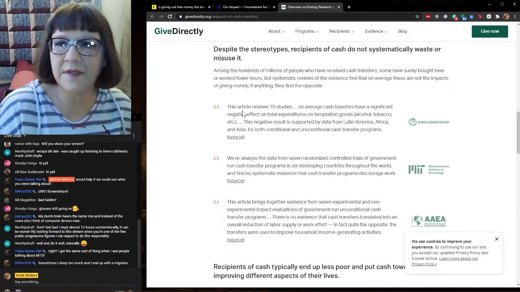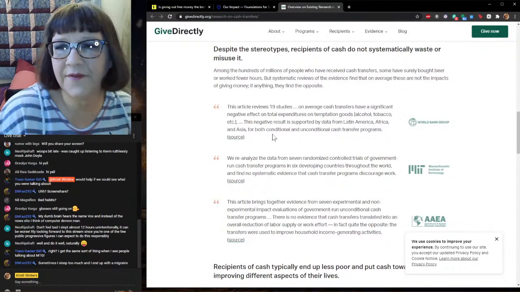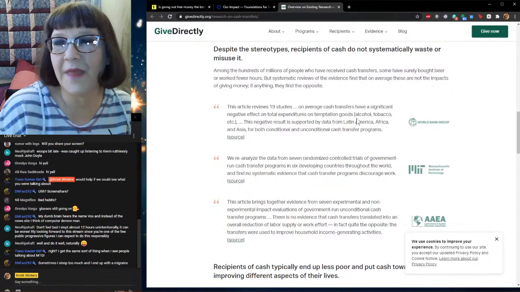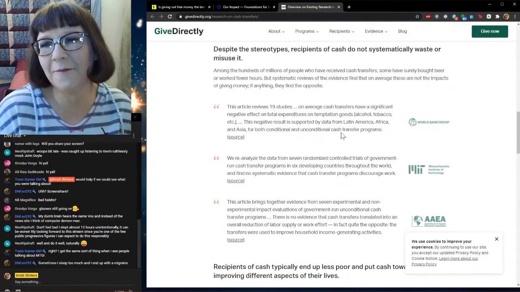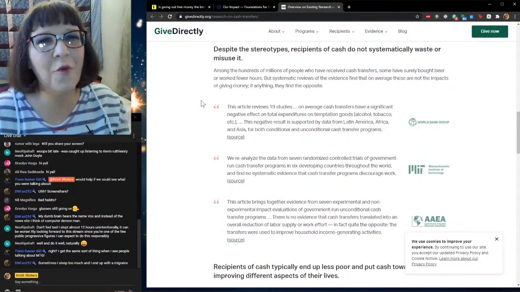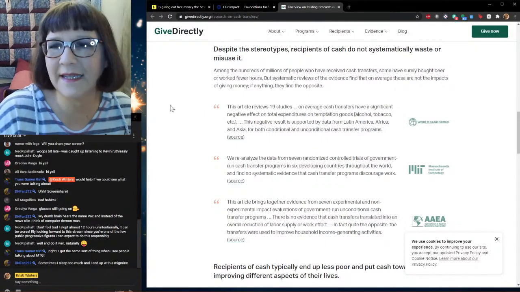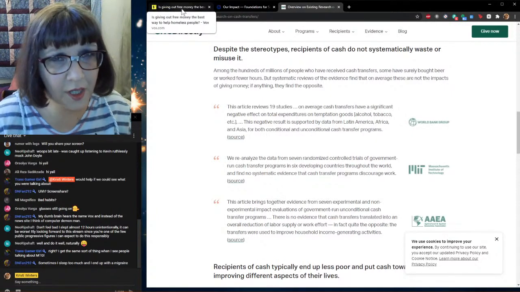And they have here, this article reviews 19 studies on average cash transfers that have a significant negative effect on total expenditures on temptation goods, that being alcohol, tobacco, and so on. This negative result is supported by data from Latin America, Africa, and Asia for both conditional and unconditional cash transfer programs. Now we're starting to get into that more cumbersome, clunky language that scientists like to use. But this depends on the level you want to go at, right?